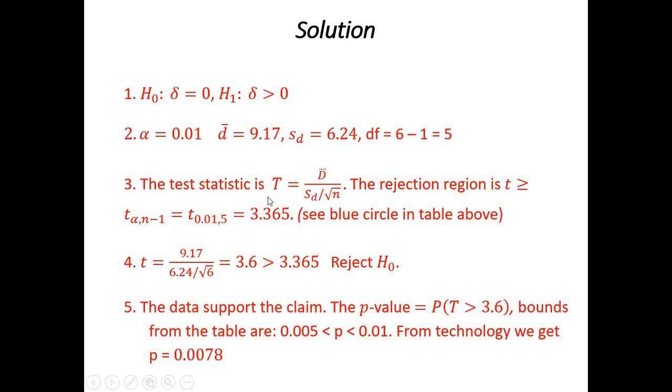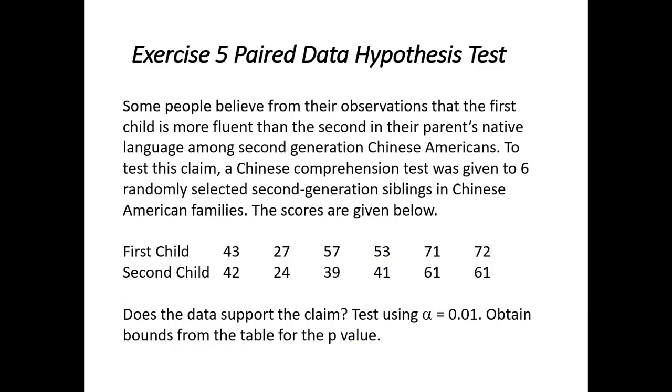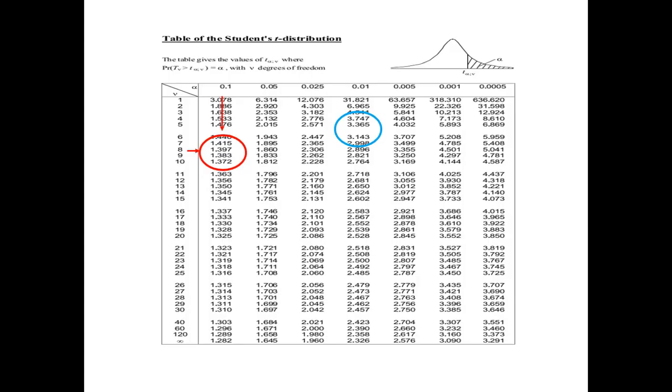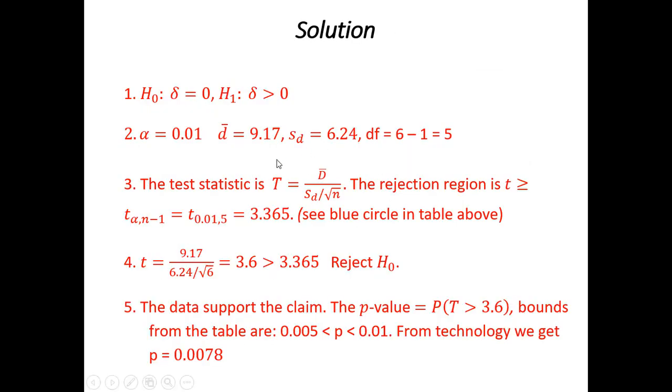Here's the test statistic. We just noted it is D bar over the standard deviation of the differences divided by the square root of n. So our rejection region comes from the t-distribution. We have a one-tailed test, or one-sided test. So our critical value is t.01 with 5 degrees of freedom. This comes out to be 3.365. Let's just confirm that in the table. So we had 5 degrees of freedom, so we're in this line, and 0.01 is the alpha, so you can see we get 3.365. Okay, so that's where we get this.